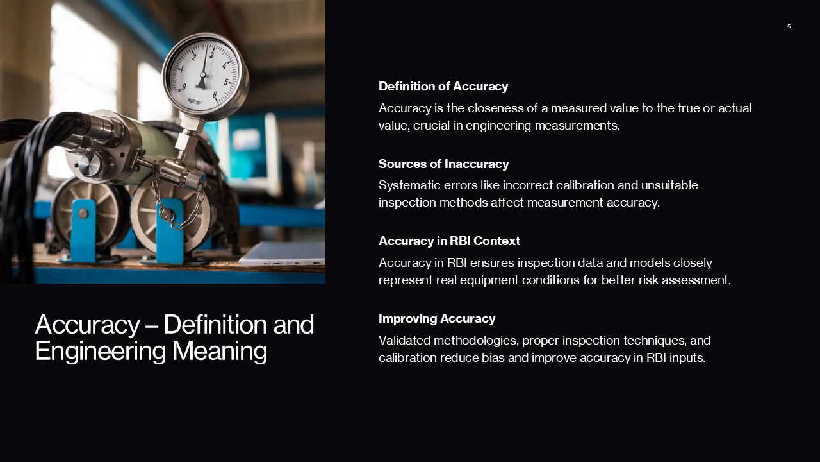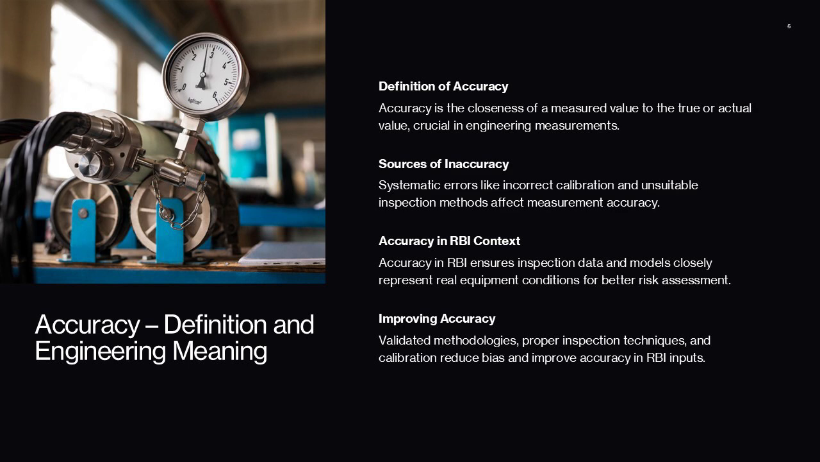An accurate inspection result means that, on average, the reported thickness, flaw size, or damage extent is close to the actual condition, even if some variability exists between individual measurements. Accuracy is particularly critical when determining remaining life, minimum required thickness, and probability of failure. Systematic inaccuracies can consistently skew RBI results in one direction, leading to flawed risk assessments across an entire system or facility. API emphasizes the need for validated methodologies, appropriate inspection techniques, and proper calibration to improve accuracy and reduce bias in RBI inputs.